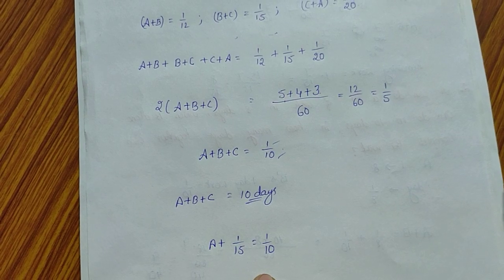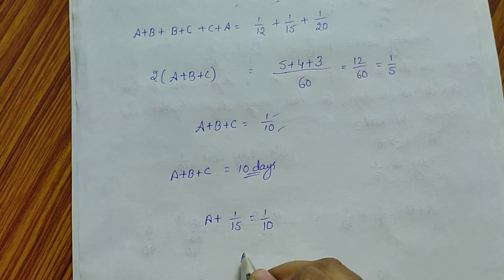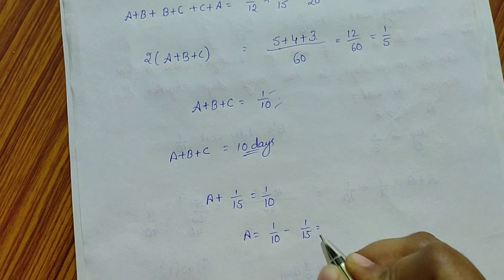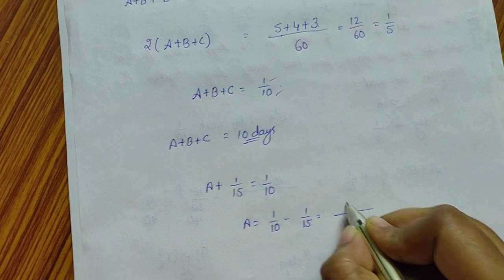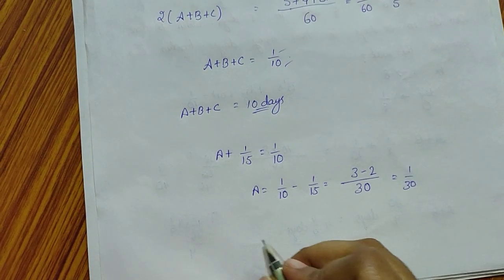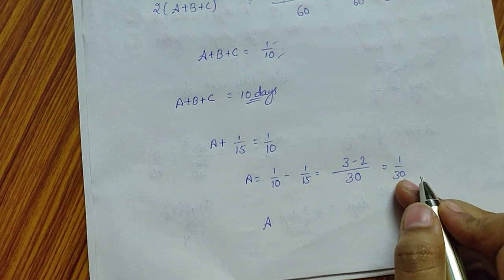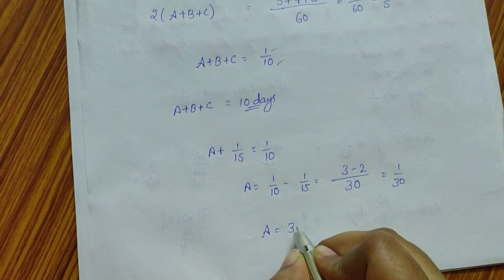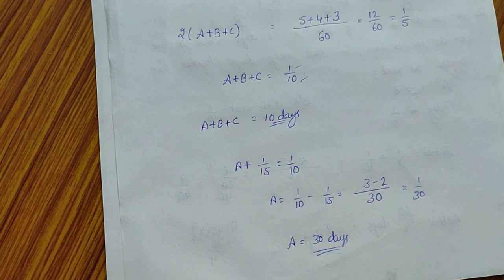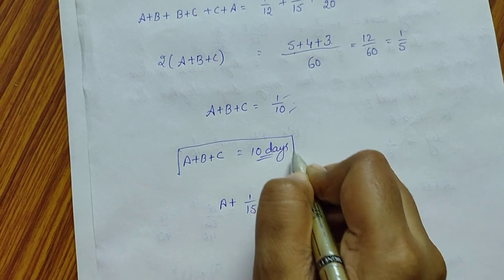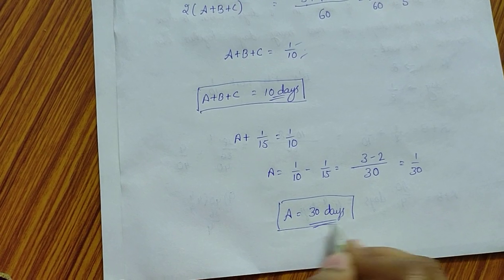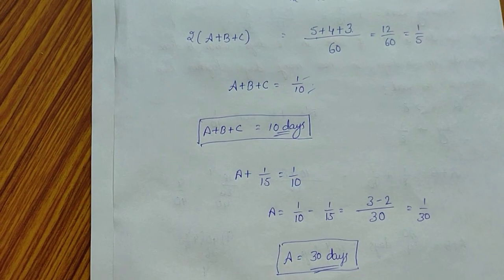So that we can get A alone can complete the work in how many days. So A is equal to 1 by 10 minus 1 by 15. Here the LCM is 30, 10 3s, 15 2s, that is 1 by 30. So A's efficiency is 1 by 30 and A can complete the work alone in how many days? 30 days. So all three together can complete the work in 10 days. Only A can complete the work in 30 days. That's it. Thank you.